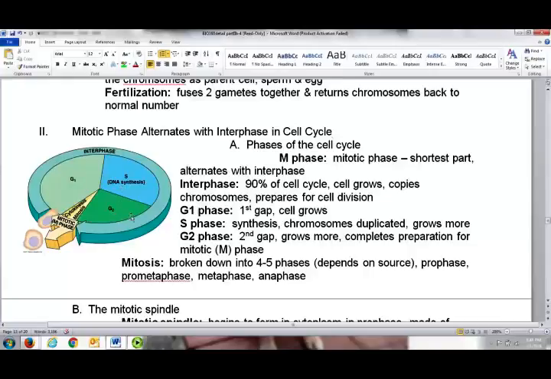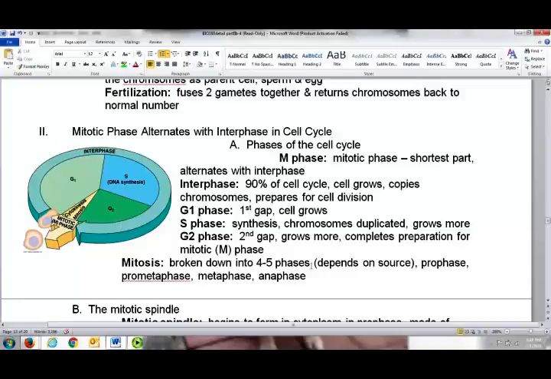In G1 phase, it's called G1 for the first gap. This is primarily cell growth. S phase is called that for DNA synthesis. This is where the chromosomes are duplicated and the cell grows some more. In G2 phase, this is the second gap. The cell grows some more and completes its preparation for going through M phase, or the mitotic phase.